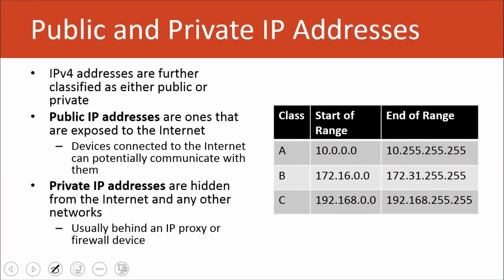Next, we've got public and private IP addresses. IPv4 addresses are further classified as public or private. And public IP addresses are just the ones that are exposed to the internet that anybody can see. And then private ones are hidden from the internet and any other networks. And so you've got private ranges here in this table on the right.